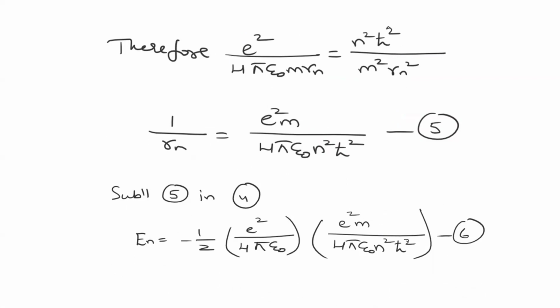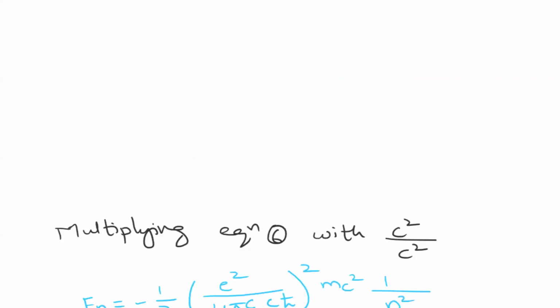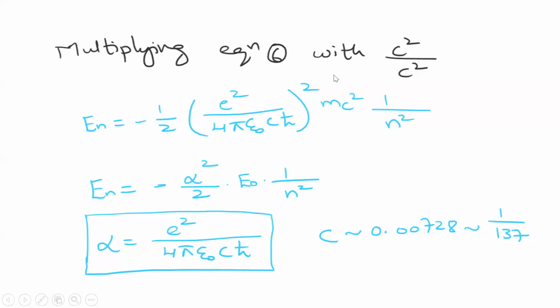Which is nothing but e square by 4 pi epsilon n square h cross square. So that is the sixth equation, and we multiply equation 6 by c square by c square, where c is the speed of light. When we do that, we can rearrange terms like this as mc square, and in the denominator c is inside this bracket. So we get En as this. Here mc square is E naught, and 1 by n square, and alpha square by 2, where alpha is the fine structure constant. So here the alpha value is e square by 4 pi epsilon c h cross.